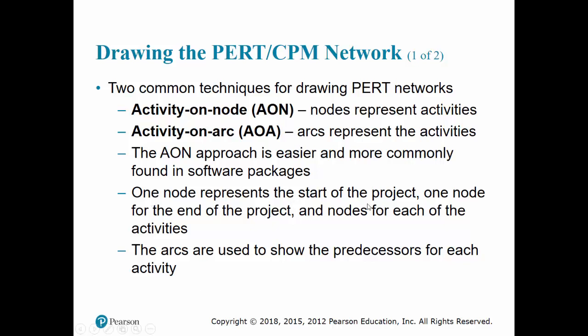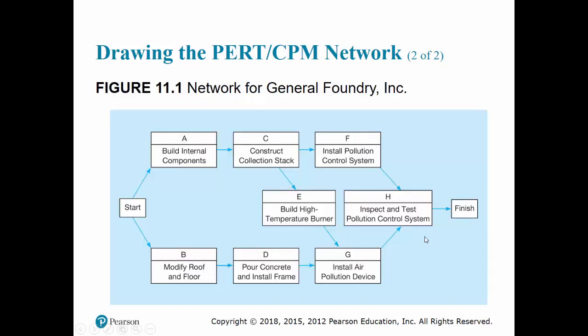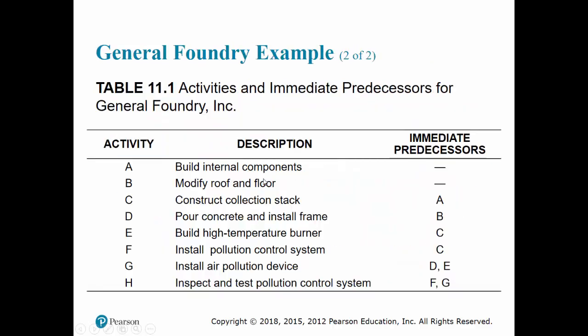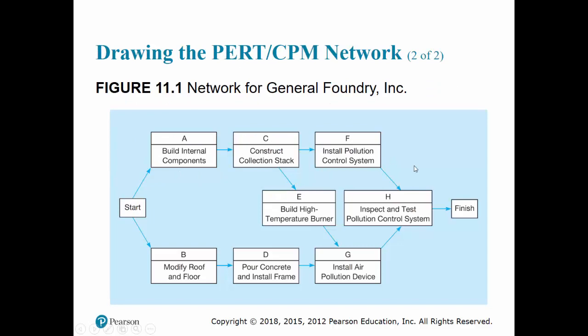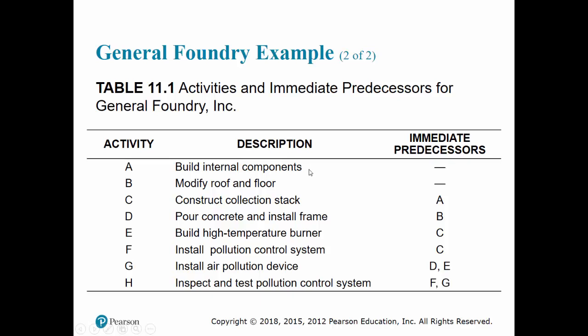One node represents the start of the project and one node represents the end of the project. The nodes of each activity in an AON network represent the beginning of the activity and the end of the activity. The arcs are used to show predecessors in AON. Here is the network form of these activities. We have A through H, and when you lay it out, it's going to look like this. Let's go ahead and take this and see how we can develop the network, and we'll do this in Excel.